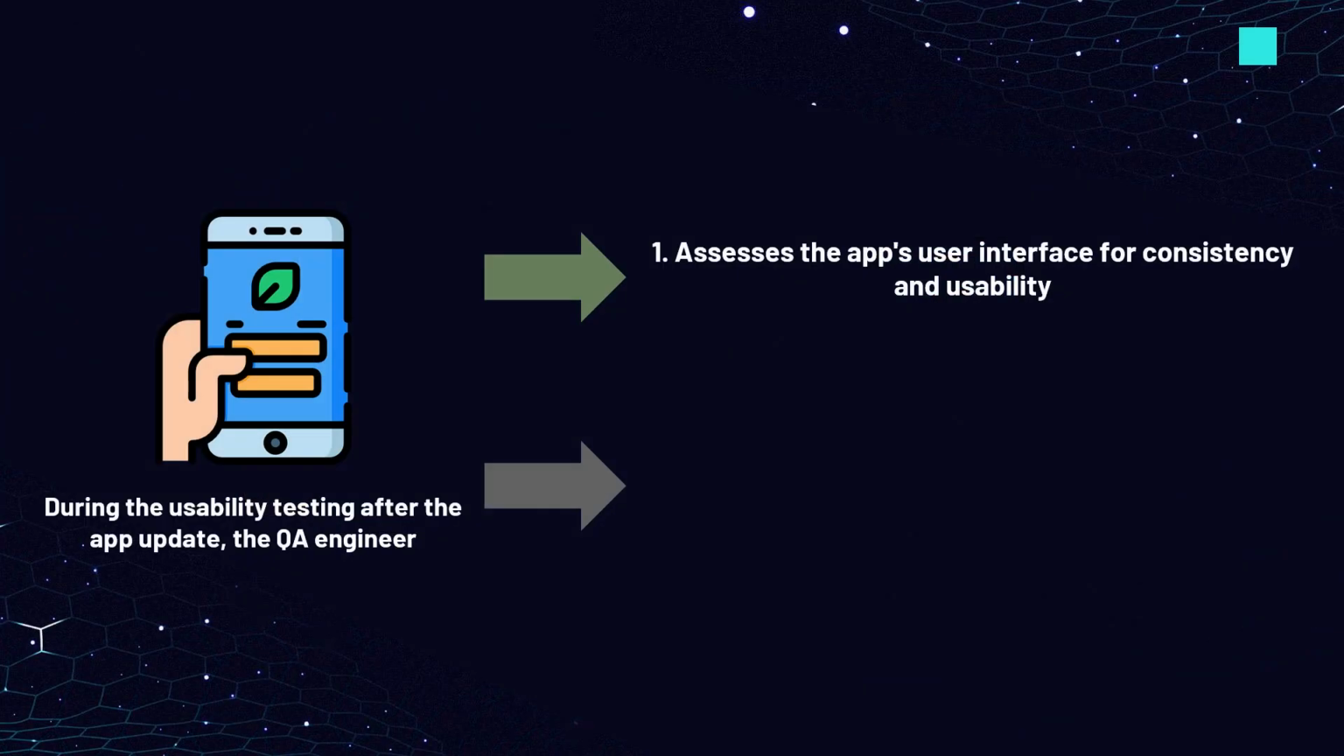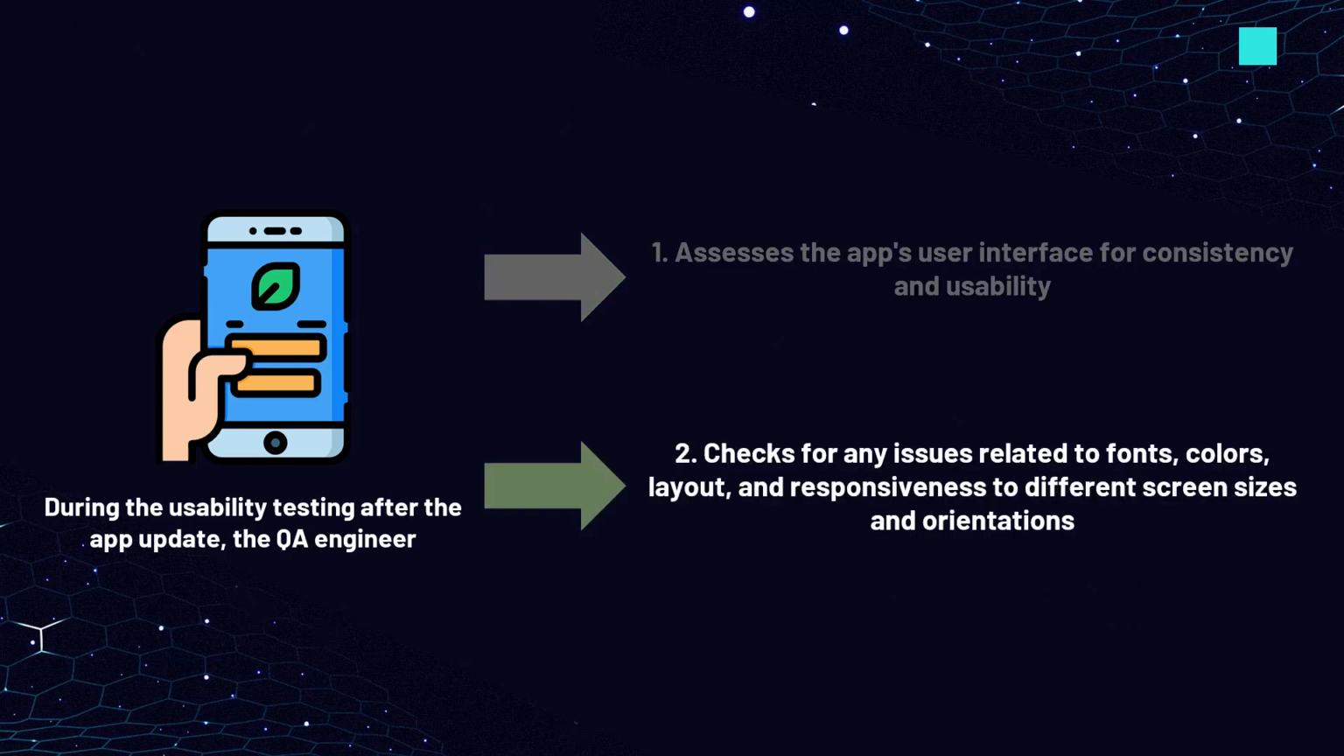During the usability testing after the app update, the QA engineer: 1. Assesses the app's user interface for consistency and usability. 2. Checks for any issues related to fonts, colors, layout, and responsiveness to different screen sizes and orientations.